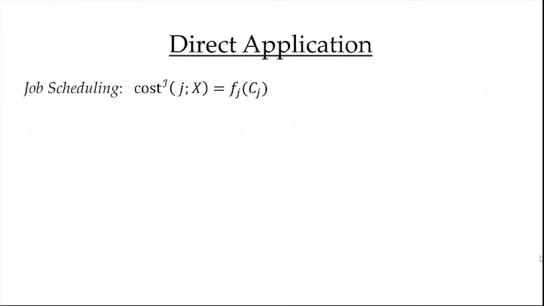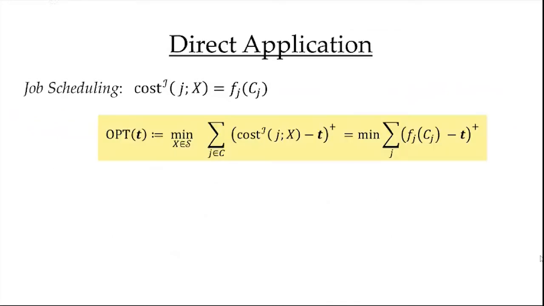So the job scheduling problem, again, there are jobs, one machine, I want to schedule them, and the cost of a job j is some monotonically increasing function of its completion time. That's the problem. The min sum version is minimize fj cj over all j. And what do we want to solve? Well, we have a parameter t, and we want to find a schedule which minimizes fj cj minus t's positive part, but summed over all jobs.